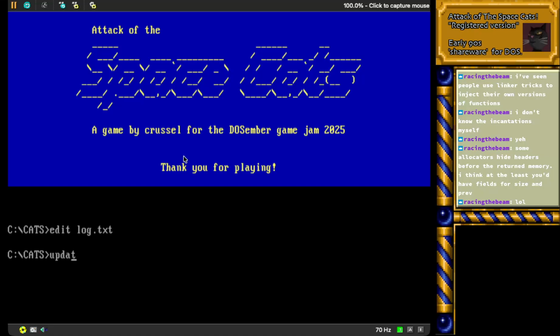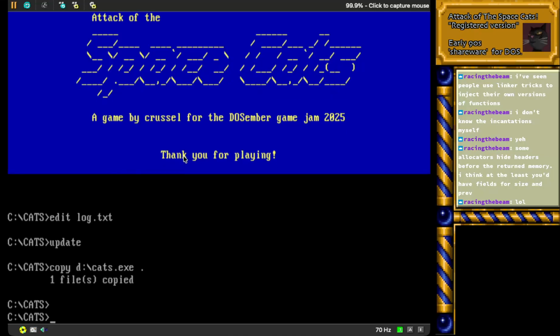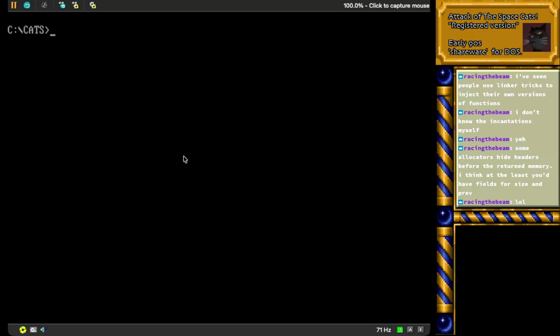Eject, back in there. Date. It's another one where I probably should have picked the Amiga version anyway. That's updated. Get rid of the log. Run it again.